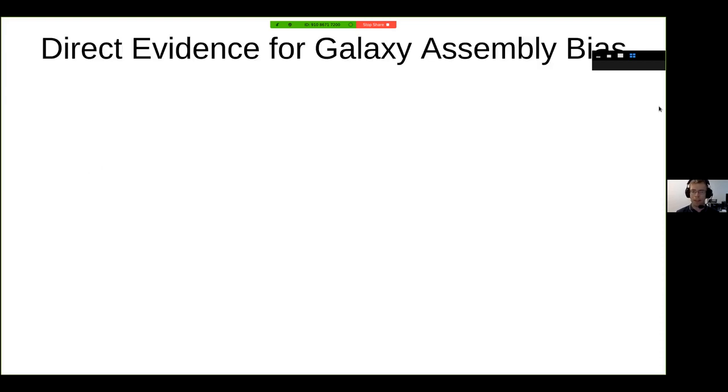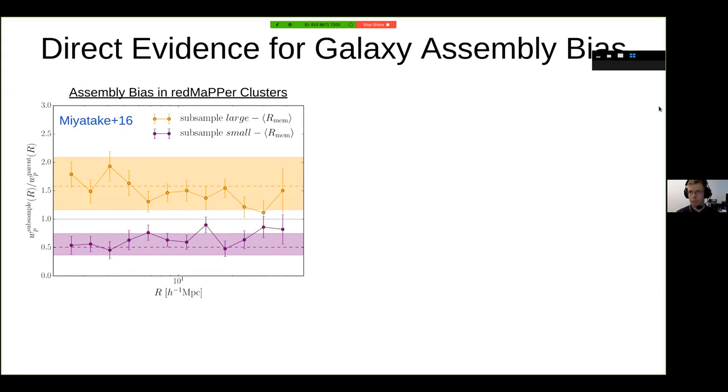So when we had the conference in 2017, there were two very direct pieces of evidence that one could cite for the presence of assembly bias. On the one hand, there was this very intriguing result from the red member clusters presented by Stuart Moore and Miyatake, and they showed that you can have two different samples of clusters selected by the radial distribution of the members that have very similar halo masses, but very different large-scale clustering properties. That's what's shown in this plot here. And so this would be a very direct evidence for assembly bias, basically by definition, because you have two samples of halos with the same halo mass and different clustering amplitudes.